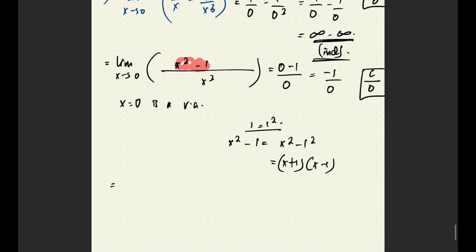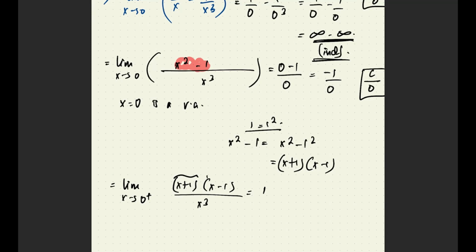So now we'll find the right hand limit first. The limit as x approaches 0 from the right of x plus 1 times x minus 1 divided by x cubed. Since we are approaching 0 from the right hand side, x is a positive value slightly greater than 0. So adding a number that is just slightly greater than 0 to 1 is going to give me a number that is slightly greater than 1. So I can just write it as 1.